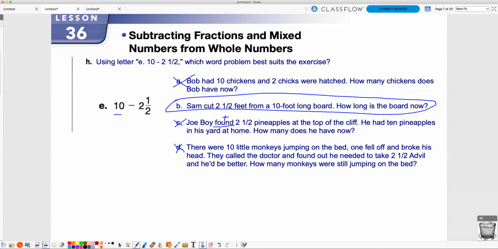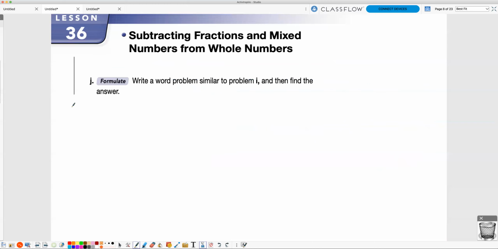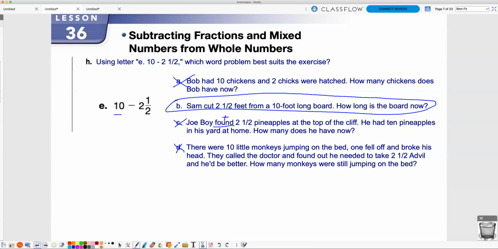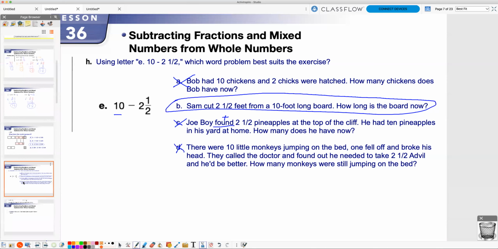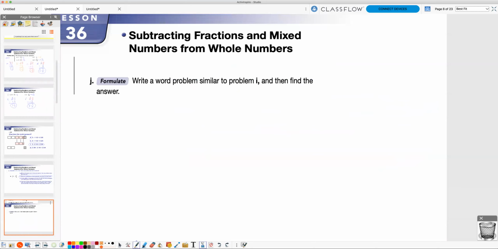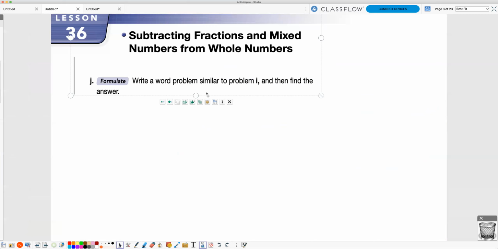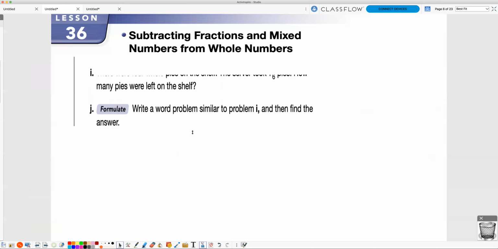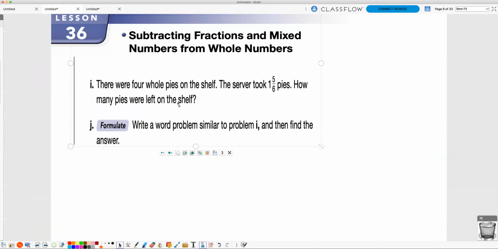Nice job. All right, sorry, I almost jumped the gun there on letting you loose. You've got one more problem here. Write a word problem similar to I and then find the answer. So you have to actually create a word problem. Sorry, letter I hasn't been completed. Let me find letter I for us. I believe I can find letter I in here. Letter I, yes, there's letter I. So there were 4 whole pies on the shelf.